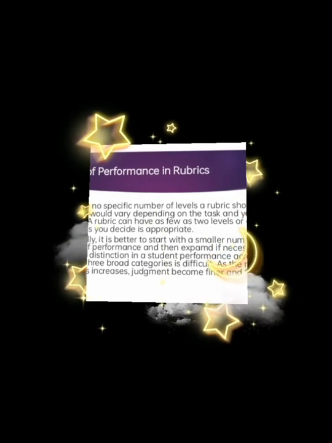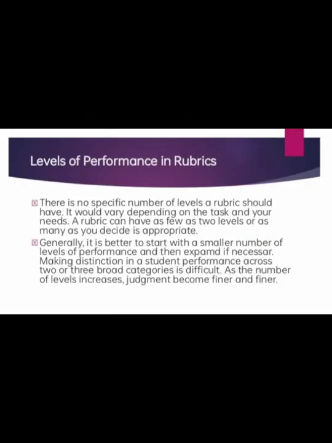Levels of performance in rubrics. Okay, there is no specific number of levels of rubrics. It will vary depending on the task and your needs. A rubric can have as few as 2 levels or as many as you decide is appropriate. Generally, it is better to start with a smaller number of levels of performance and then expand if necessary. Making distinctions in student performance across 2 or 3 broad categories is difficult. As the number of levels increases, judgment becomes finer and finer.